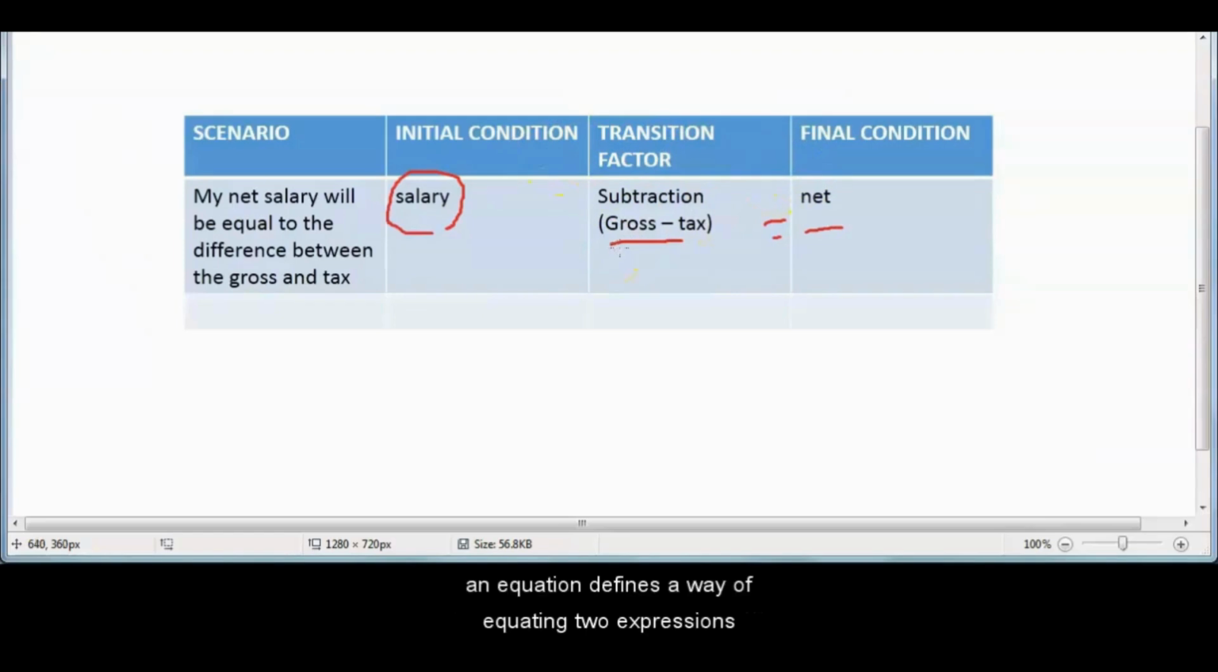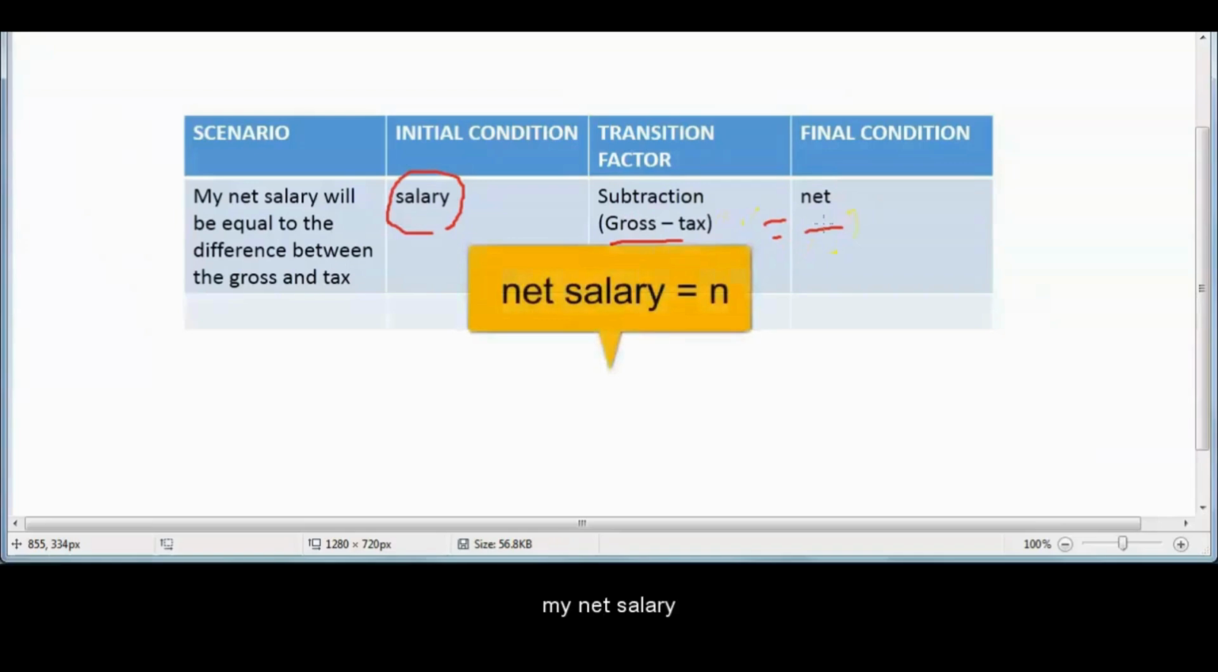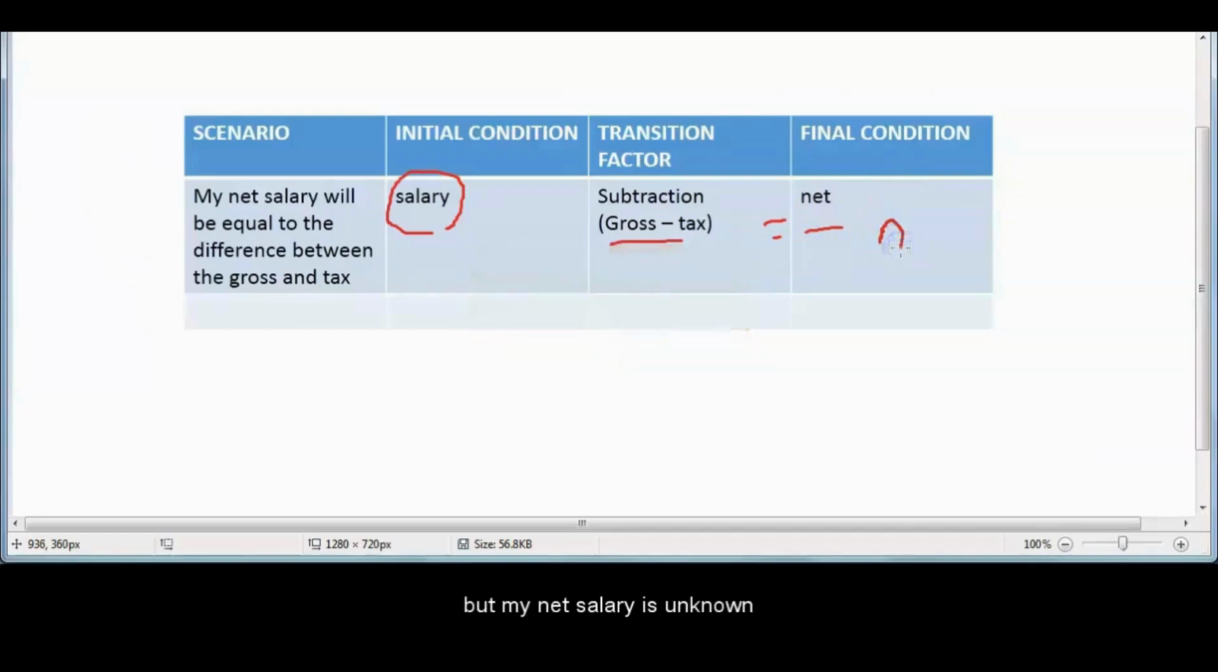An equation defines a way of equating two expressions. These are statements. Gross minus tax equals to net. They are just statements, not expressions. So we have to change the statement into expressions. My net salary, this is net salary. We can write it as N. But my net salary is unknown. That's why we have to write it as N, and so it is a variable.